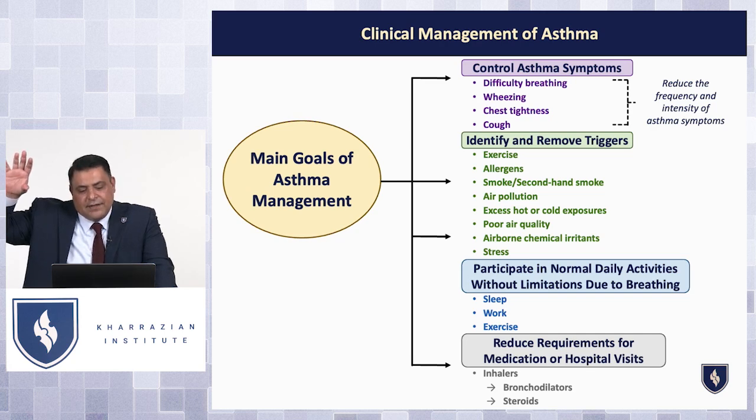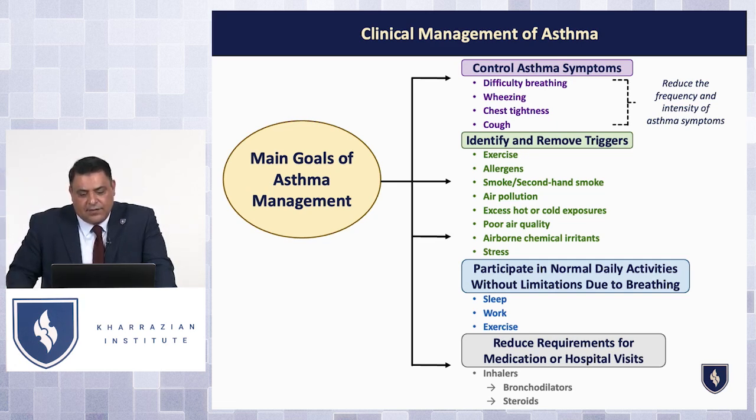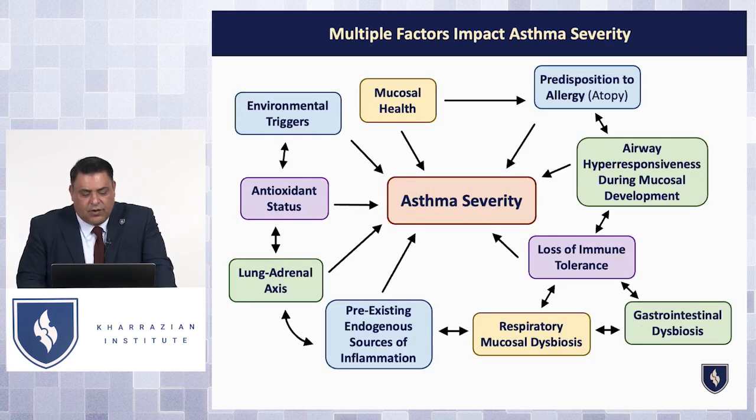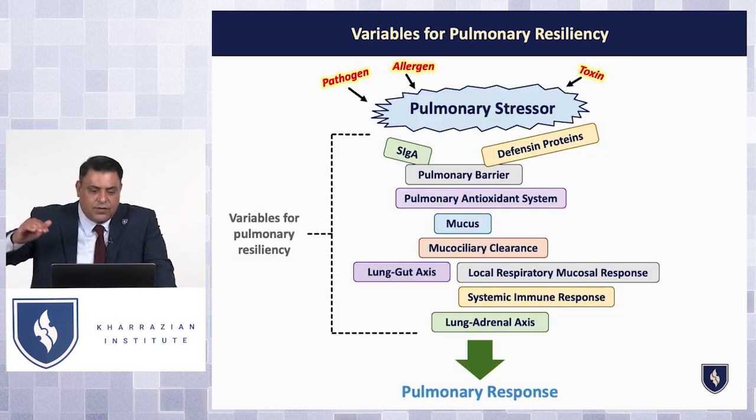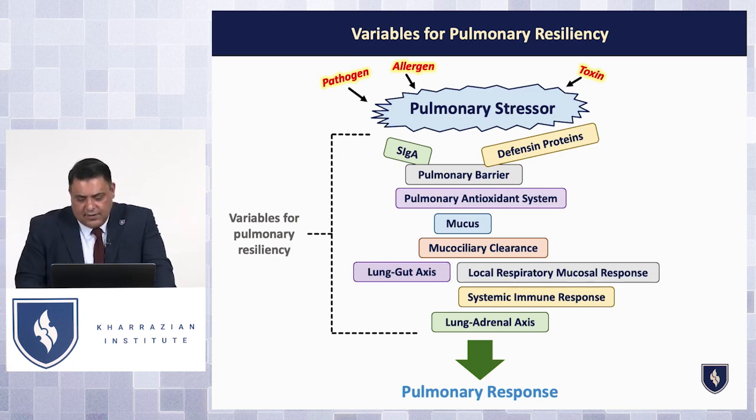The reduction of intensity and frequency of asthmatic symptoms is important. Trying to identify and remove triggers will be important. Seeing if they can participate in normal daily activities will be important. And then go through all the key steps and processes. Ultimately, what you're trying to do is improve the variables we talked about for pulmonary resiliency to reduce their flare-ups and their exacerbations.